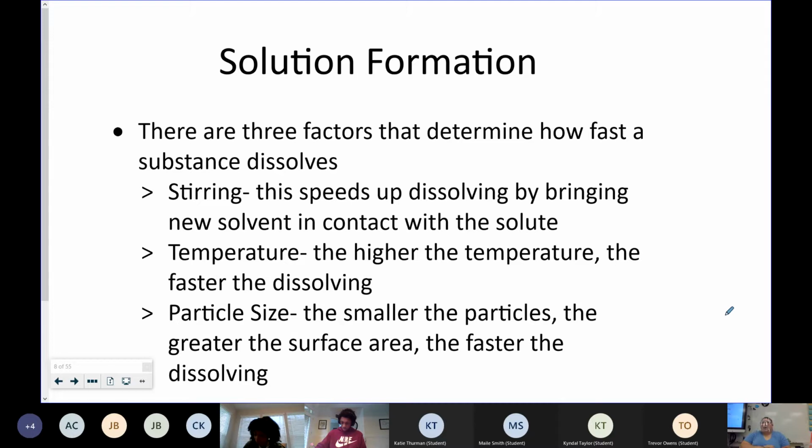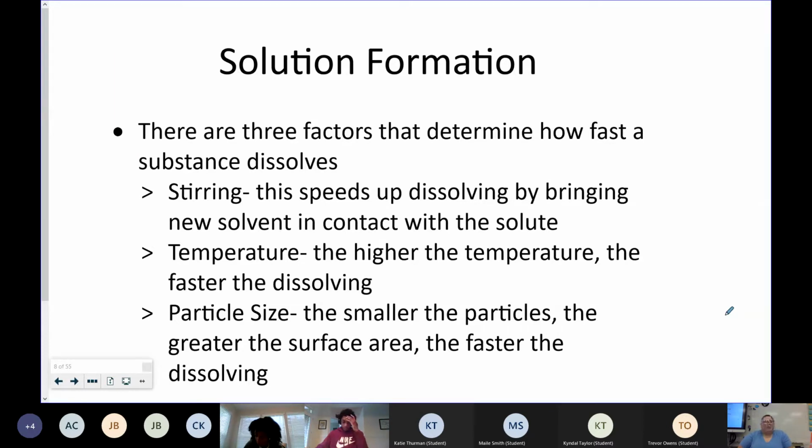So if you've ever tried to make a pitcher of sweet tea or lemonade, and you pour the sugar in, if you just dump the sugar in and don't stir it, it's just going to sit there and settle at the bottom. But as soon as you stir it, there's new liquid coming in contact with the sugar, so new solvent and solute connections. So it's going to dissolve much faster once you stir it.